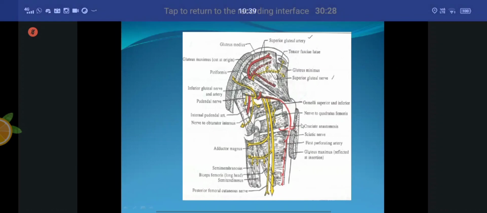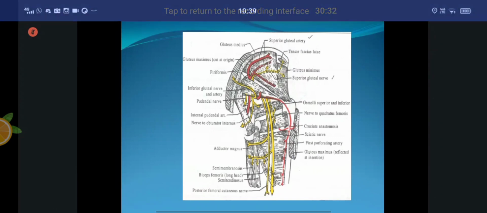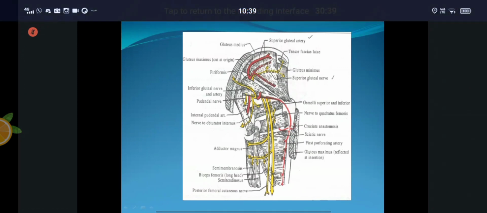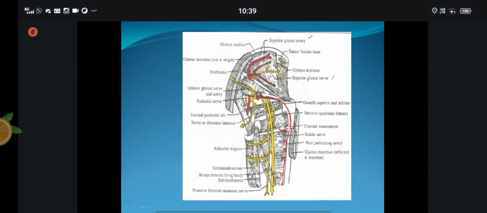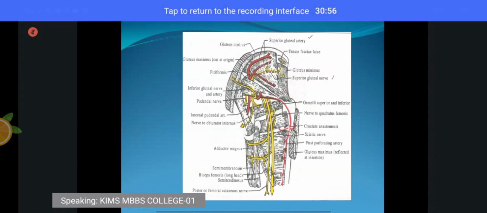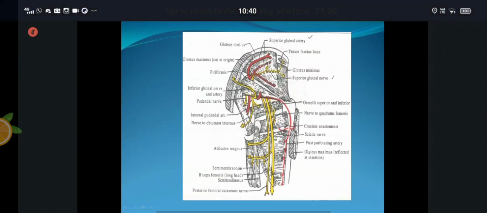If this comes as a 5 marks question, you can just draw the diagram here and write where the cruciate anastomosis takes part: near the ischial tuberosity. And what are the branches taking part? The inferior gluteal artery, the transverse branches from the lateral circumflex femoral and the medial circumflex femoral, and the branch from the first perforating artery, right? So this is all about the cruciate anastomosis.